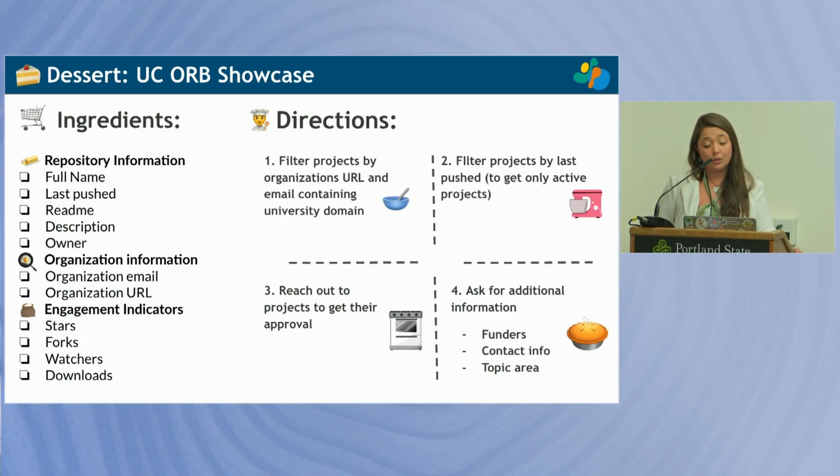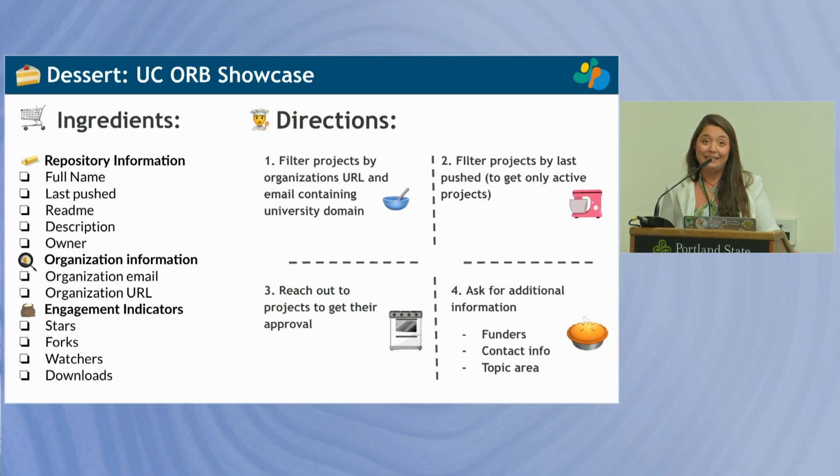The second thing that I did was filtering them by the pushed date. GitHub allows you to collect data on when the last commit or the last PR merged was, all of these things. This was mainly to get only active projects, because we want to make sure that they're actively maintained and that people can actually engage with them. We did reach out to projects to get their approval to put them in the showcase, because this is going to be a public website that we're going to host. And we want to make sure that they're okay with their projects being showcased there.